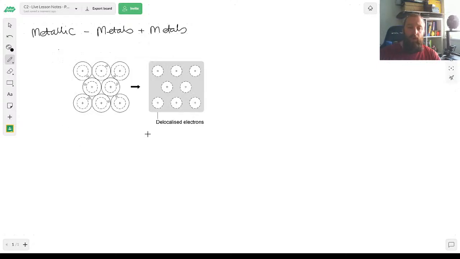Now, what we've got in this diagram, and they are two diagrams that realistically show exactly the same thing. This is your typical Key Stage 3. We've got our circles in a solid and they're lined up. We are looking at a giant lattice structure in the same way as when we're looking at ionic. But we've got these molecules, they're lined up. However, with metals, all of the electrons are delocalized. So we have lots and lots of delocalized electrons.